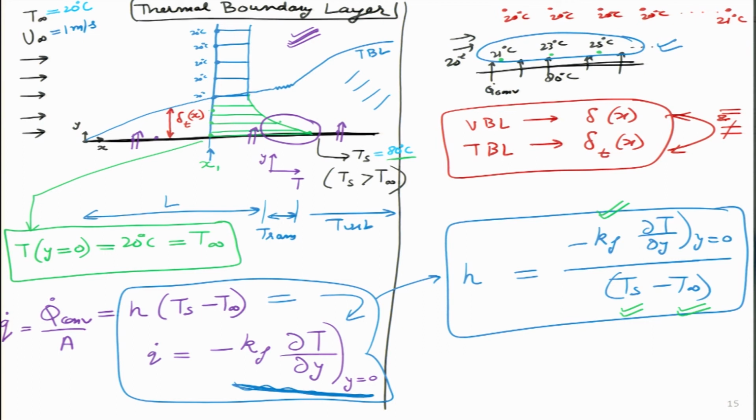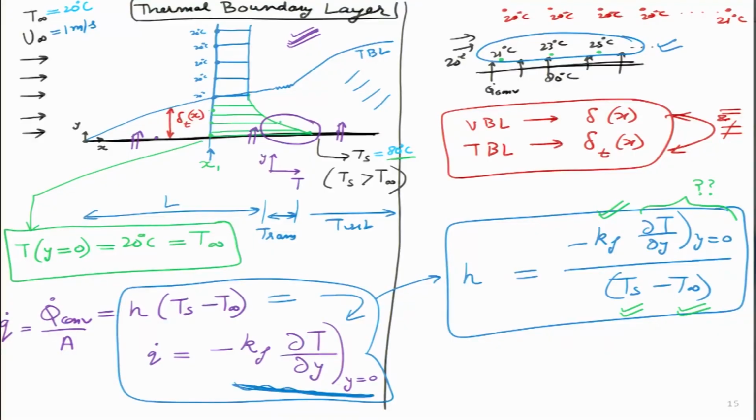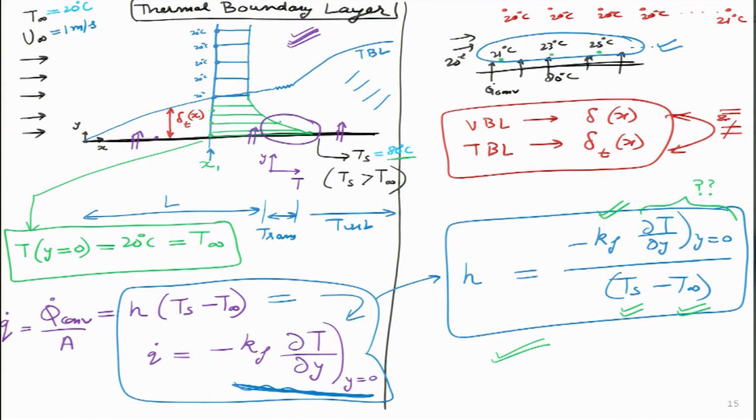Now, dear students, the problem is that it is very difficult to figure out this particular term over here. If it were easy to measure or verify it, then we would not have to go into so much trouble finding correlations for h. And that statement is true only for the laminar case. In the turbulent case, it becomes even more complicated. So, ideally we do have this expression, but it is not very useful for practically solving the problem, because getting the gradient del T by del y is not an easy job. I hope it is clear till this point.